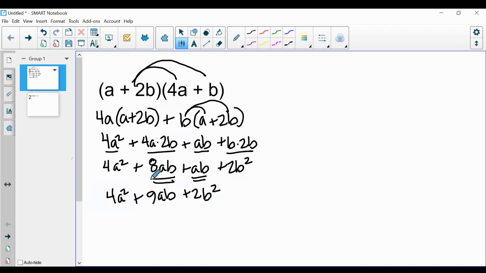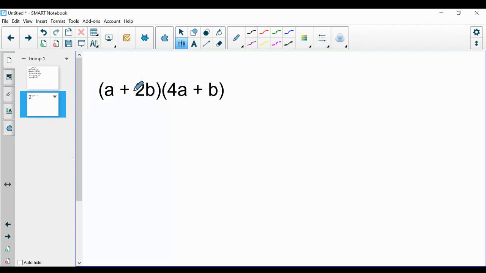So now we're going to do it the FOIL method or the double distribute, however you like to look at that. That's where I'm going to take this A separately and just multiply it by each of those. And then I'm going to take my 2B and multiply it by both 4A and B. So I'm going to write this out. It will end up with those 4 terms.